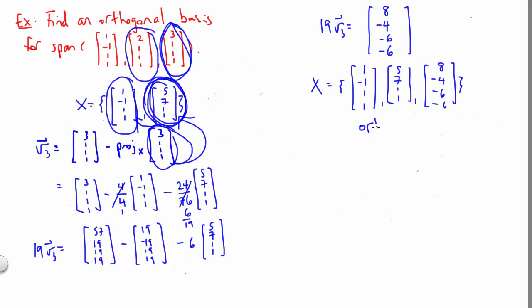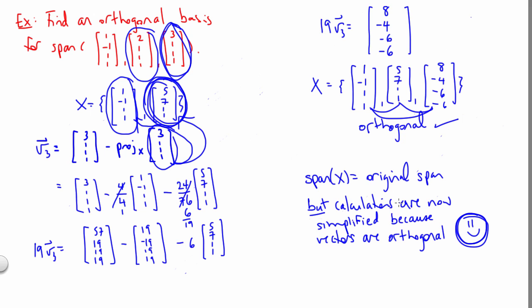What we're checking is that this set here is an orthogonal set. Each pair of vectors here do have dot product 0. That tells us all our vectors are orthogonal. And so we have succeeded in finding an orthogonal basis for the original span. So the idea here is that the span of the set X is equal to the original span that was in the problem. But any calculations that involve this span are now simplified because these vectors in X are orthogonal.